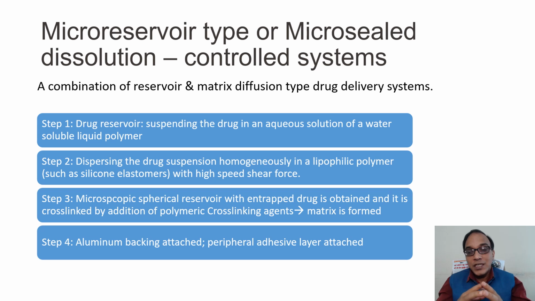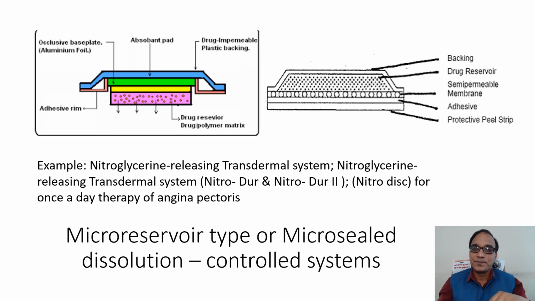In step 4, a backing is attached and the peripheral adhesive layer is attached. So small micro reservoirs are entrapped in the polymeric matrix, and this forms the micro reservoir type micro dissolution controlled systems. Examples include nitroglycerin releasing transdermal systems, like Nitro-Disc, for once daily therapy. So different types of systems are prepared in this, and you can see here the backing and drug reservoir. The microseal systems are prepared.